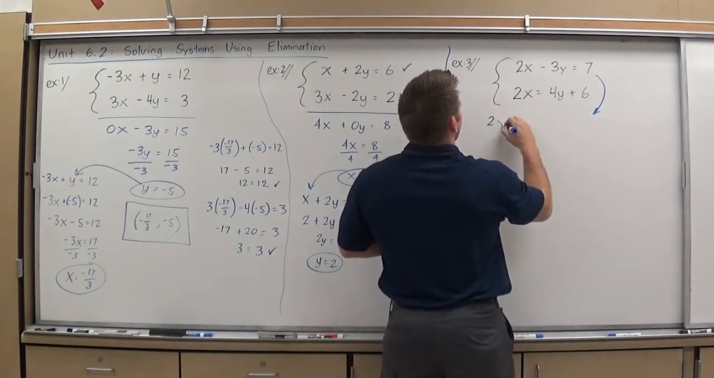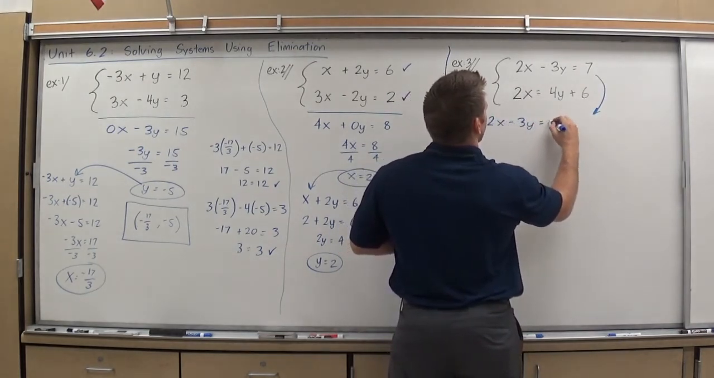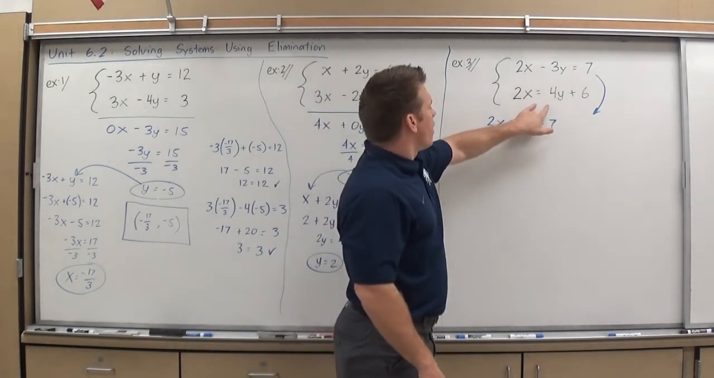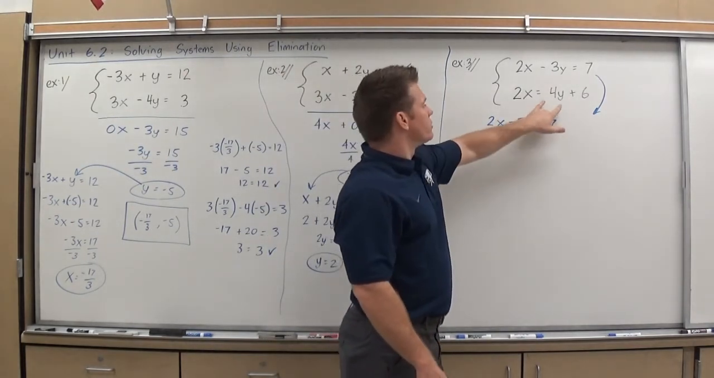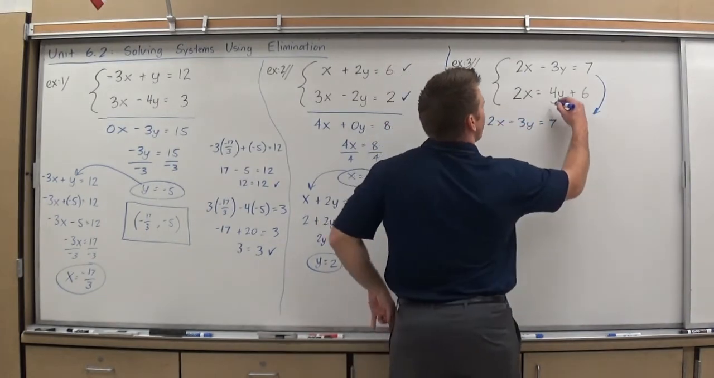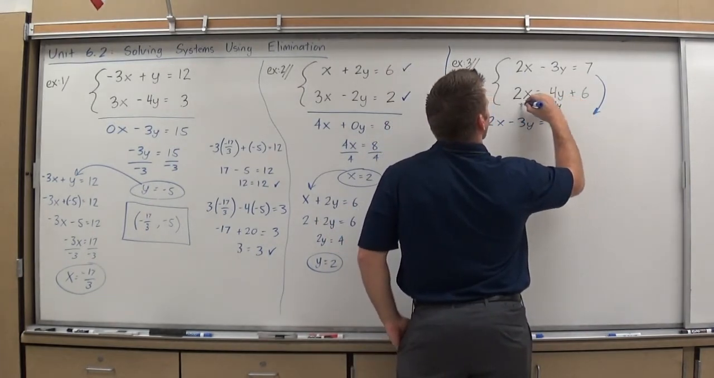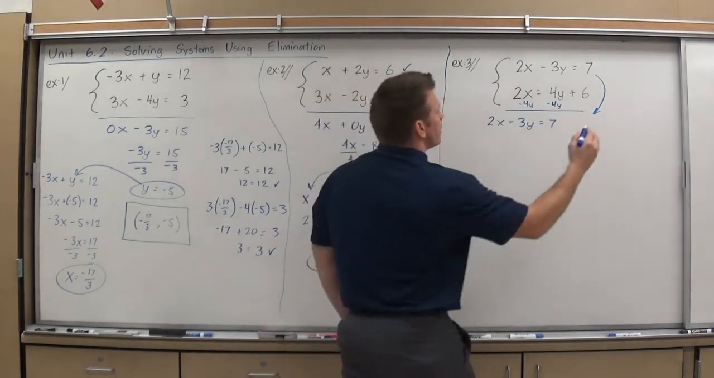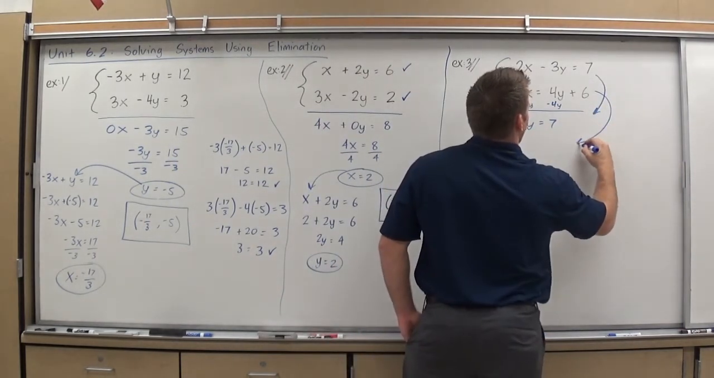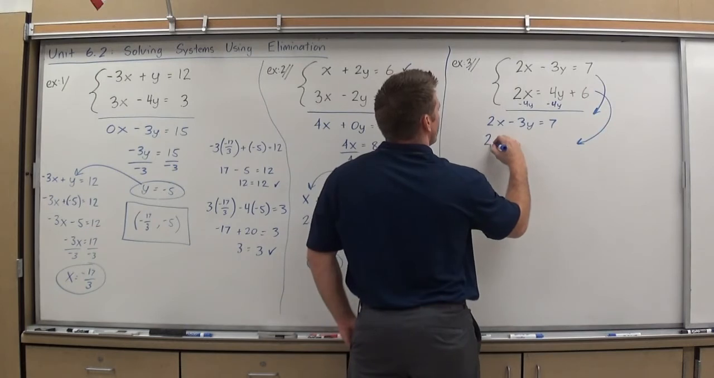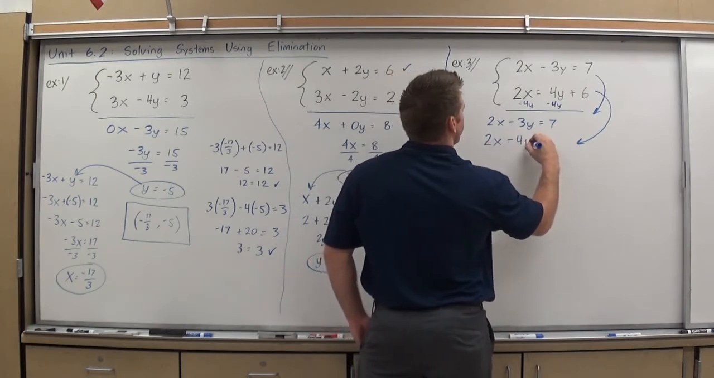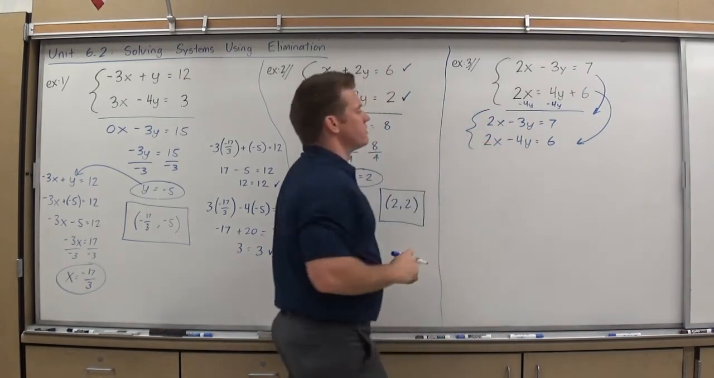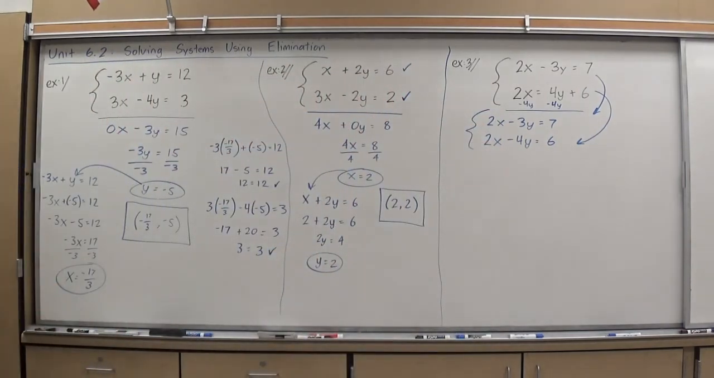So 2x minus 3y equals 7 is in the correct form. I'm good with that. But I would like x and y to be on the same side, the left side of the equation. So I would subtract 4y over to get a new equation for that one. Okay? To rewrite that one, that would now be 2x minus 4y equals 6. And now I've just rewritten my system in a better order. I haven't changed the system at all.